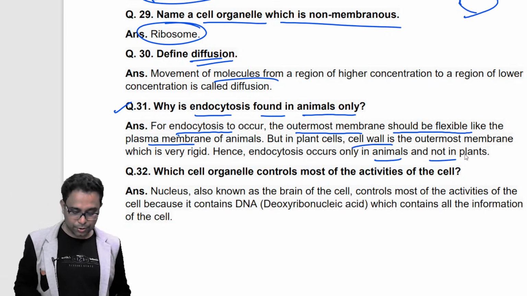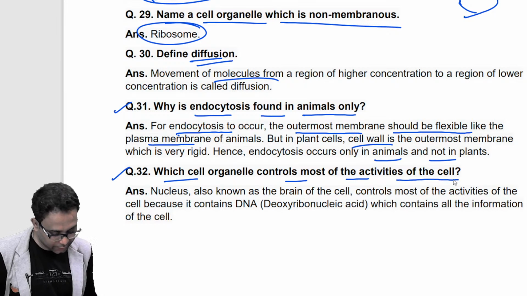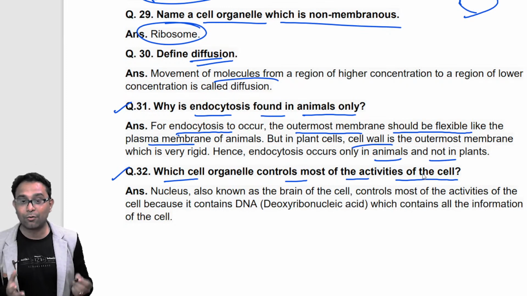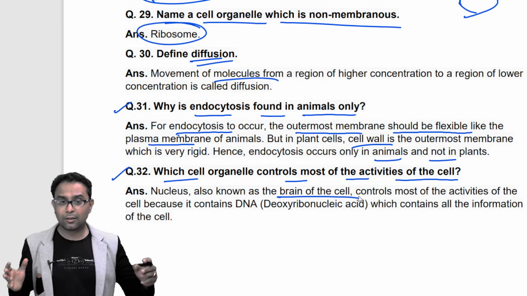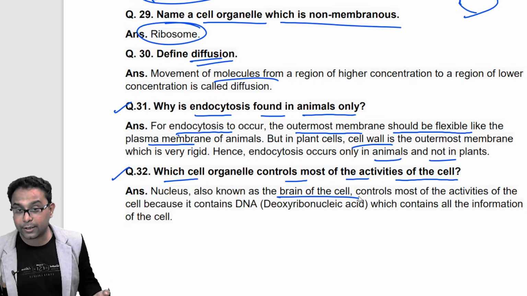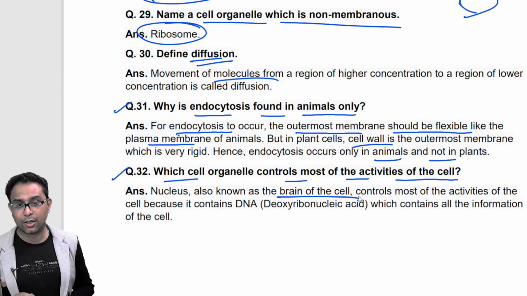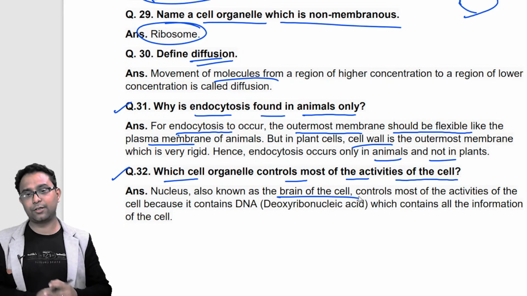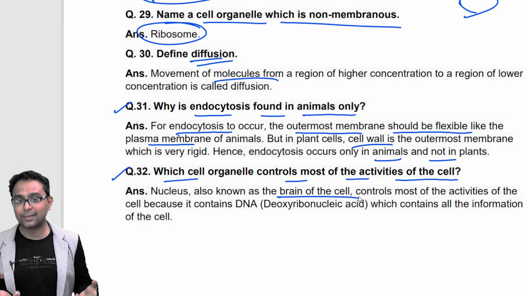Now we go to question number 32. Which cell organelle controls most of the activities of the cell? This is called the brain of the cell. This is the nucleus. The nucleus is called the brain of the cell because it controls most of the activities of the cell. The nucleus contains the DNA, deoxyribonucleic acid, which contains all of the information and controls all the activities of the cell.